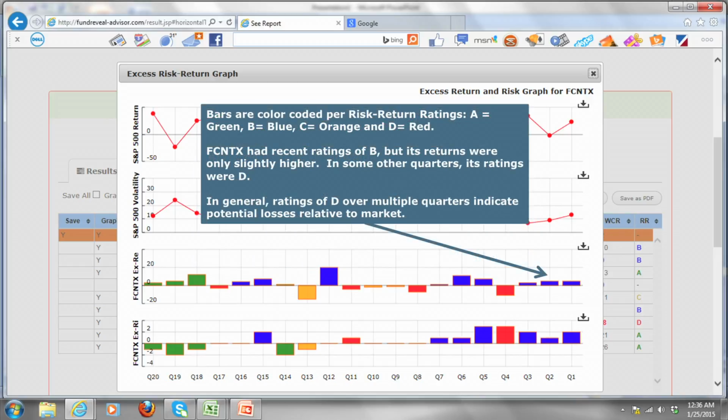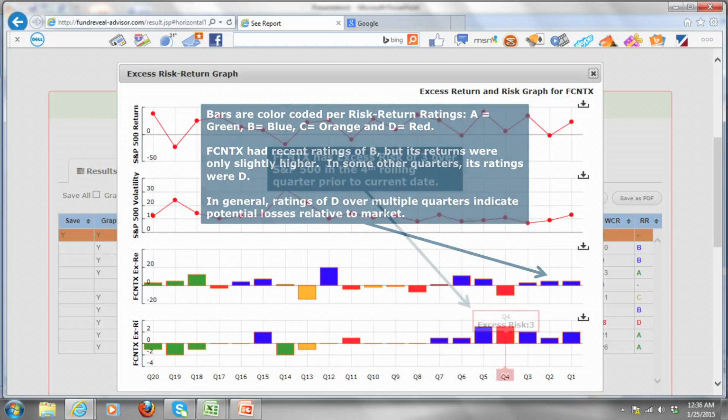Bars are color-coded per risk-return ratings. A is green, B is blue, C is orange, and D is red. FCNTX had recent ratings of B, but its returns were only slightly higher. In some other quarters, its ratings were D. In general, ratings of D over multiple quarters indicate potential losses relative to the market.